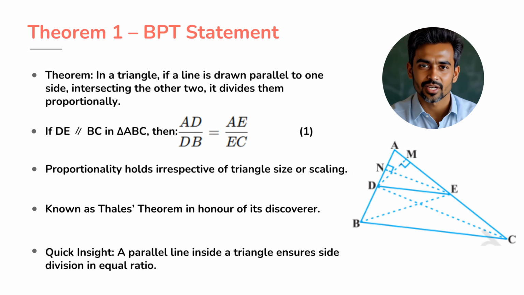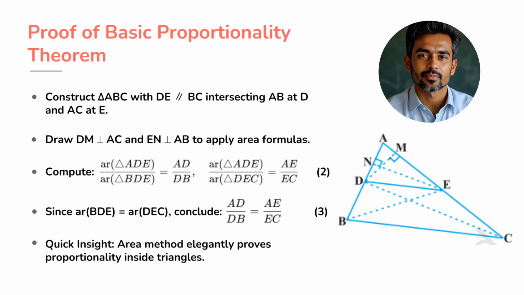So here's the quick insight. Whenever a line is drawn parallel to one side of a triangle, it guarantees that the other two sides are divided in equal ratio. And that, students, is the foundation of the Basic Proportionality Theorem. In the next lesson, we'll dive into its proof and see how this proportionality emerges step by step. Stay tuned.